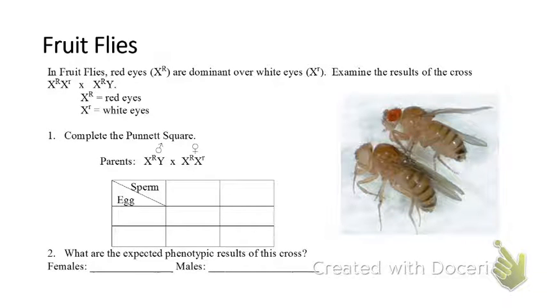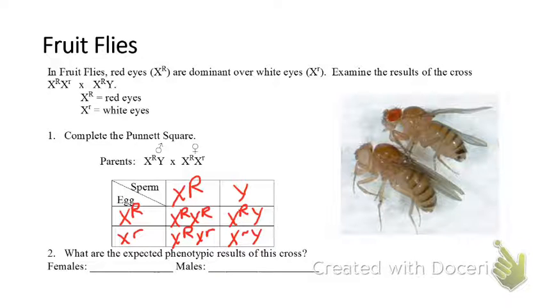So fruit flies, they can have red eyes, which is dominant, over white eyes, which is recessive. So we're going to do a cross between a red-eyed male and a heterozygous female. So when we fill in our Punnett square, we can see the expected phenotypic results for this cross.